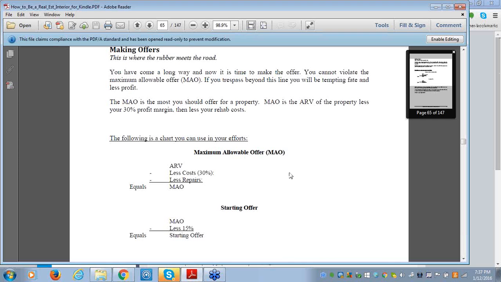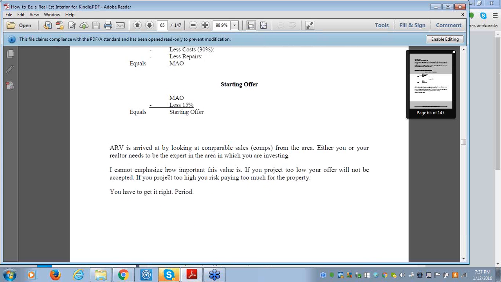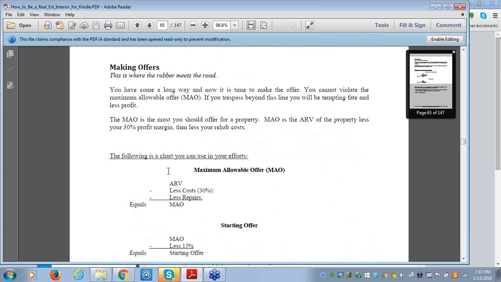So everybody write this down. Maximum allowable offer, MAO, okay? MAO is arrived at with this simple formula. ARV, which stands for after repair value, and by the way, you get this in your guide. It tells you what ARV is, tells you what MAO is. ARV is basically what the property should sell for if it's in decent condition and remodeled, at what we call market value. So let's say market value for an area is $300,000, okay?